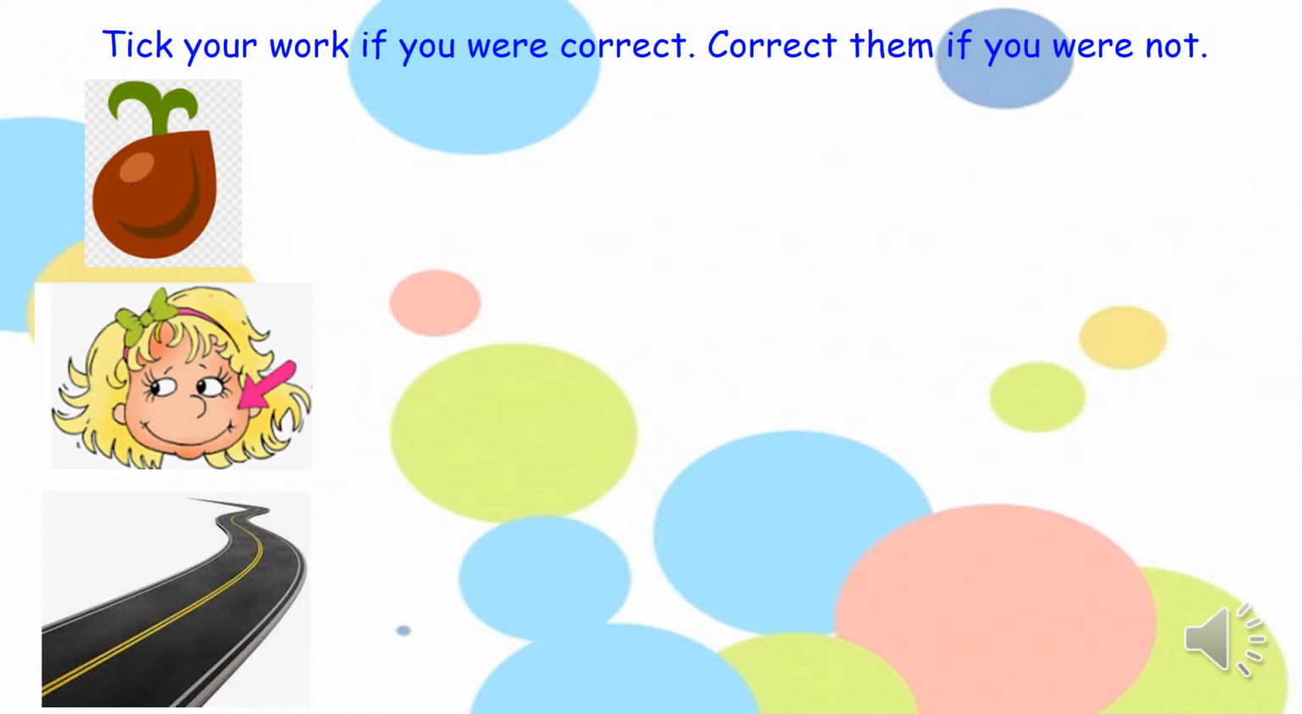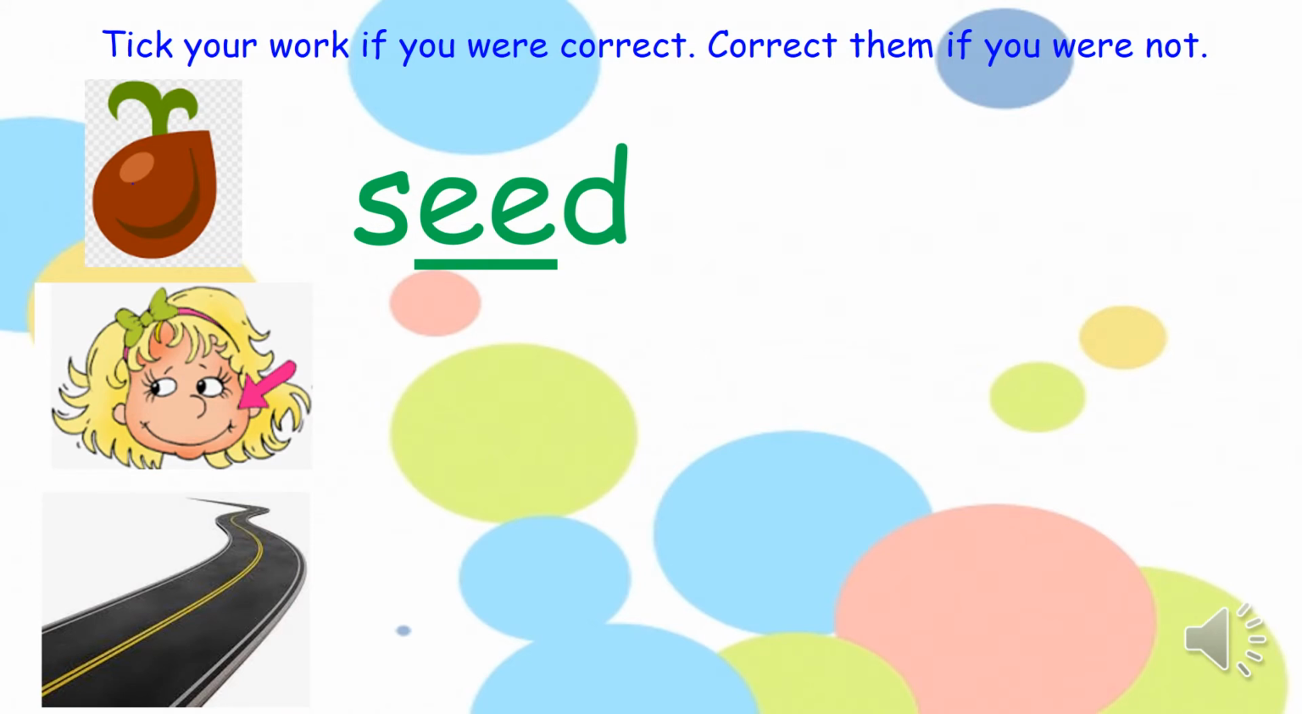Now, seed. How many sounds do I have in seed? Tell me. Well done. We have three sounds, so put up your three fingers. We're going to say the word. My turn, seed. And now let's pinch our sounds. S, E, D, seed. Let's see if you are right. Fantastic.